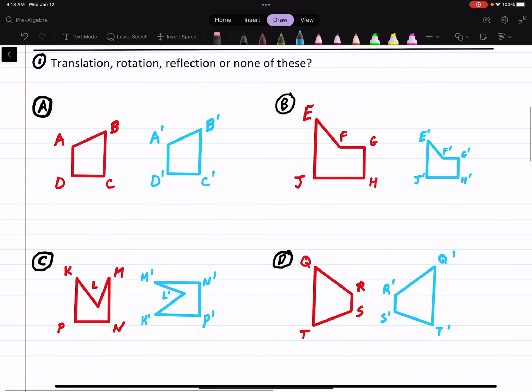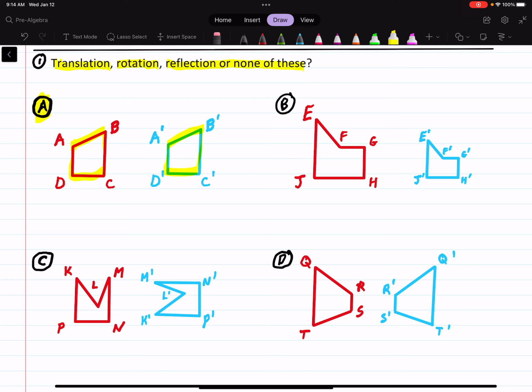So here are 4 examples, and let's take a look to see what kind of transformation they are. We know that we're going to do a translation, which is a movement, a rotation, which is to rotate the figure, and reflection, which is the mirror, and finally, maybe one of these is not any of those. So let's start with the very first one, A here. So we have this trapezoid figure, and we move it to this one.